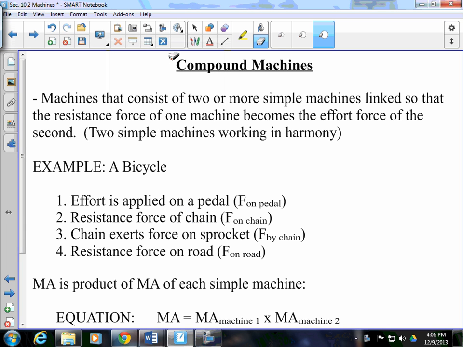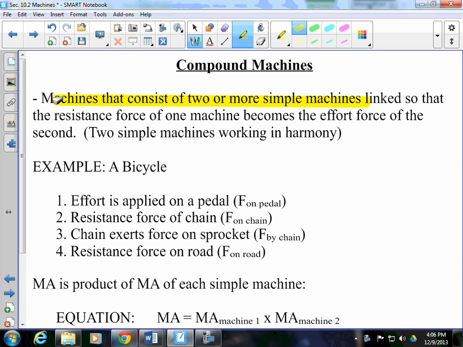Continuing with part 2 of section 10.2, we are going to focus on compound machines. In the previous section we talked about simple machines. Now we're going to talk about compound machines. What is a compound machine? A compound machine is a machine that consists of two or more simple machines linked together, so that the resistance force or the resistance effort is connected to the resistance and effort of the second one.